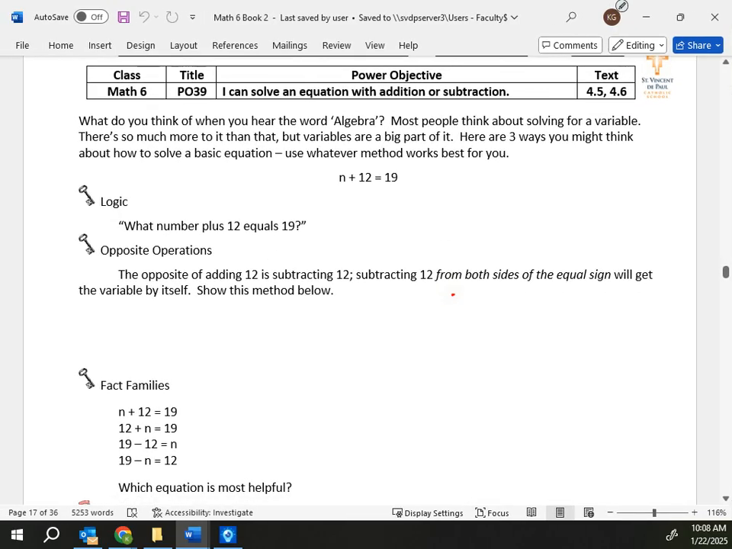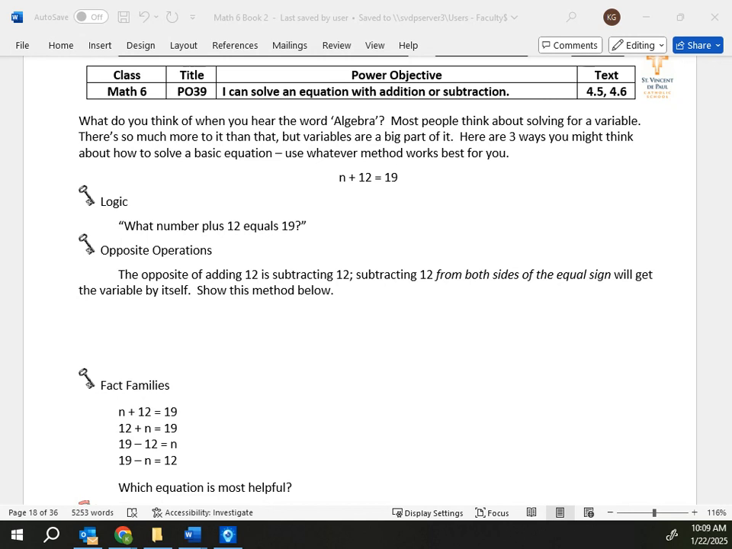PO 39, I can solve an equation with addition or subtraction. So PO 39 and PO 40, these are the easy ones, where you could do logic. What number plus 12 equals 19? You can do opposite operations, or you could do the fact families. So you could write for PO 39 and, is it PO 40 or CO 40? I think it's a PO. PO 39 and PO 40, you could write out logic question, opposite operations, or fact family. So you remember what to do to solve it.